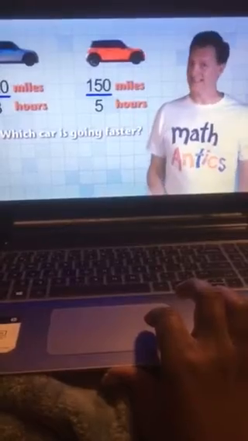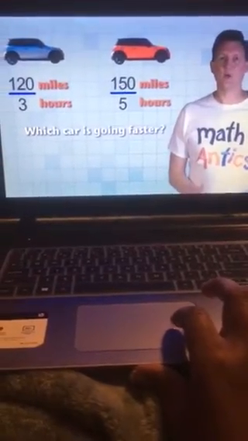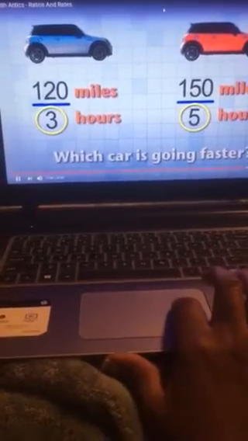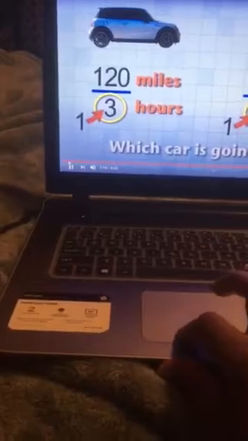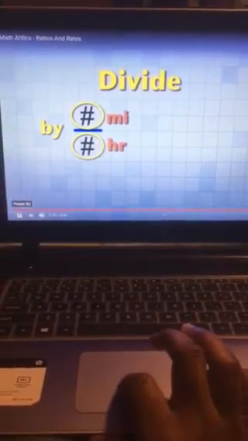For example, imagine 2 cars driving at 2 different rates. The first car's rate is 120 miles per 3 hours, and the second car's rate is 150 miles per 5 hours. Which car is going faster? Well, it's not all that easy to tell when the rates have different bottom numbers. Fortunately, it's really easy to change a rate so that it has 1 as the bottom number. All you have to do is divide the top number by the bottom number.